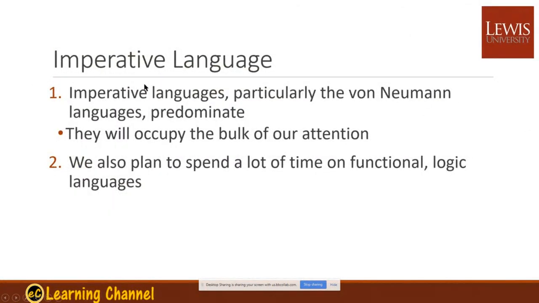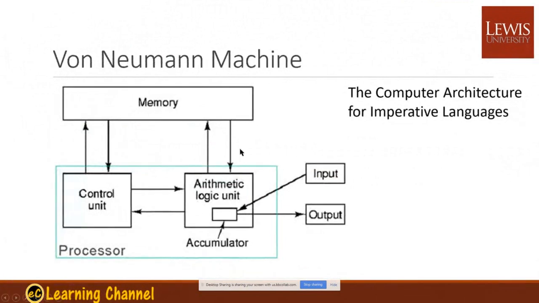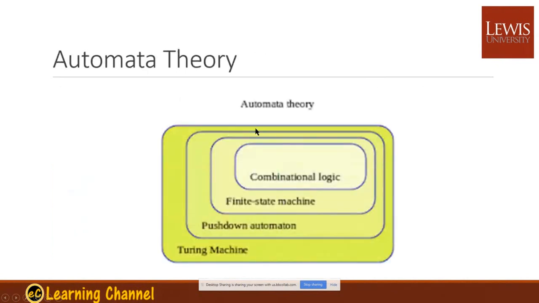And then because of the Neumann model, we have these imperative languages, as I said, with the introduction of the stack and the introduction of memory, which started to occupy our attention. And then we start to spend time on logic and functional languages. So this is the basic Neumann model. Until nowadays, we still have the control unit, arithmetic unit, and also memory. It starts from combinational logic, and because of the Neumann machine, it's possible to build a finite state machine, pushdown automata, and then Turing machine.